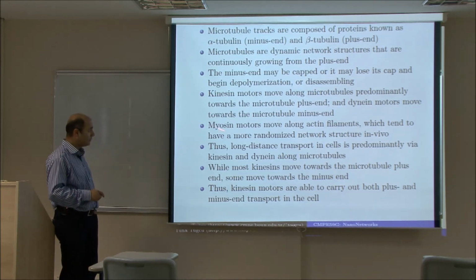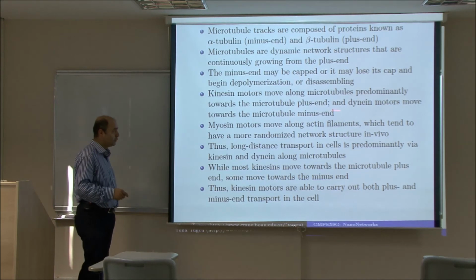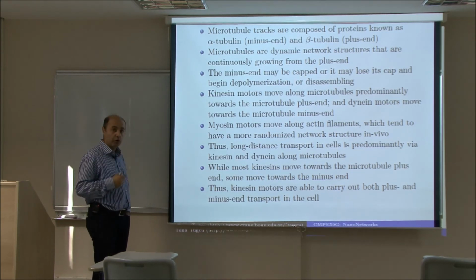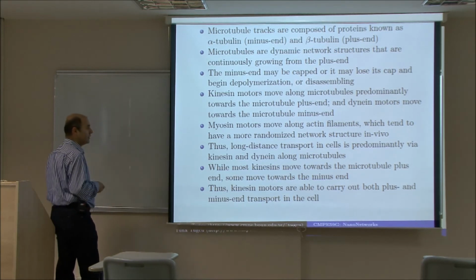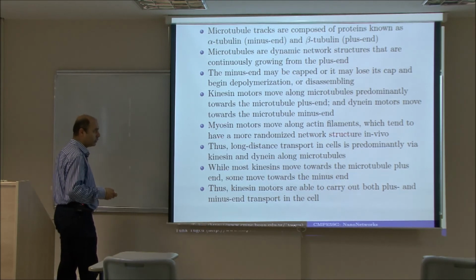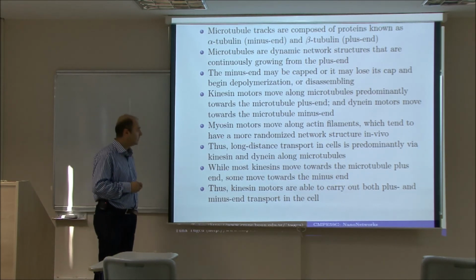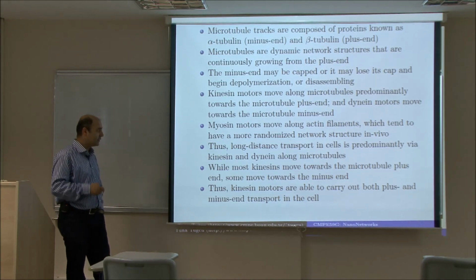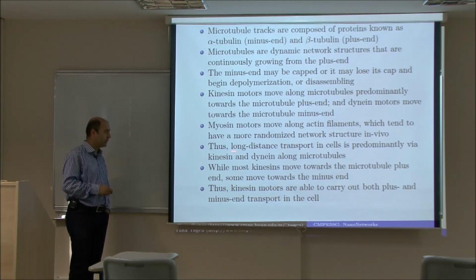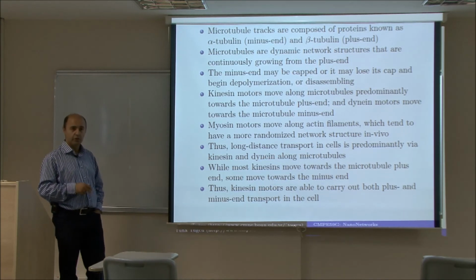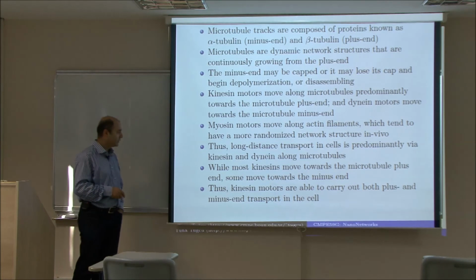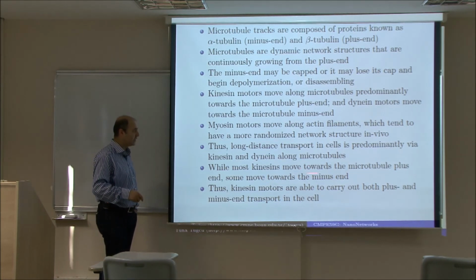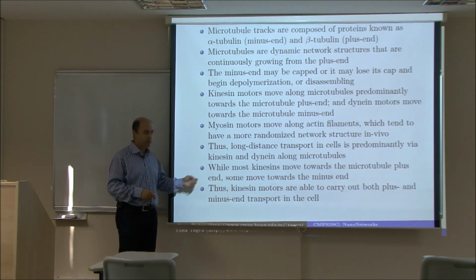The myosin motors typically move along the actin filaments or pull the actin filaments, which tend to have a more randomized network structure in vivo systems. So long distance transport in cells is predominantly done by kinesin and dynein over these microtubular networks. So most kinesin motors move towards the microtubule plus end, but some of them move in the reverse direction.